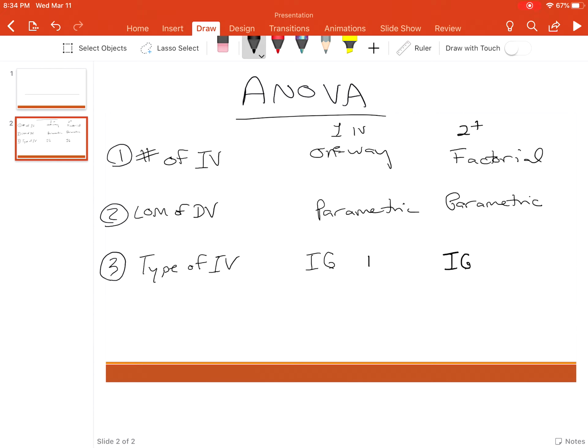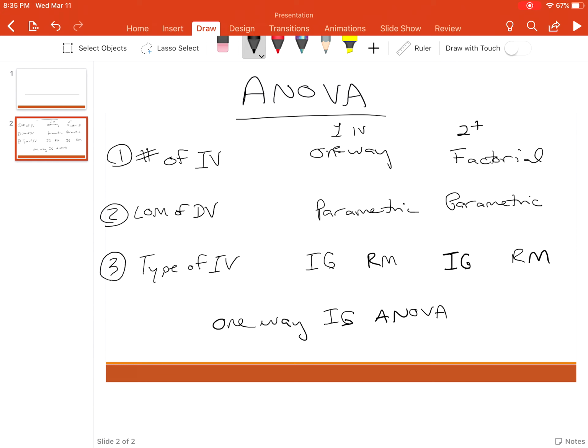The other example would be repeated measures. Repeated measures means you're testing the same group twice. Maybe you're testing women's blood pressure before and after an exercise program. So in total, maybe we have a one-way independent groups ANOVA.